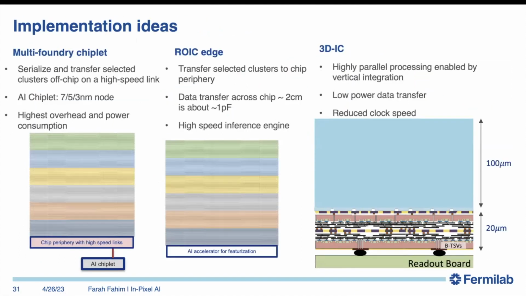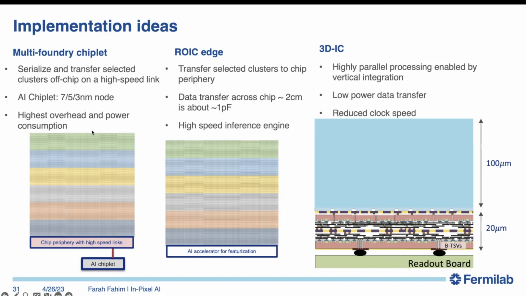Okay, so some implementation ideas about the featureization. Of course, you have this option of doing an AI chiplet, so you determine what the high momentum clusters are. You shift the high momentum clusters off the chip, and then you can use a very advanced geometry node, or go all the way up to 3 nanometer and implement that as an AI chiplet, and then utilize that to do your featureization. It has the highest overhead associated with power consumption, essentially because you still require these high-speed links to transfer data from the chip to the chiplet.